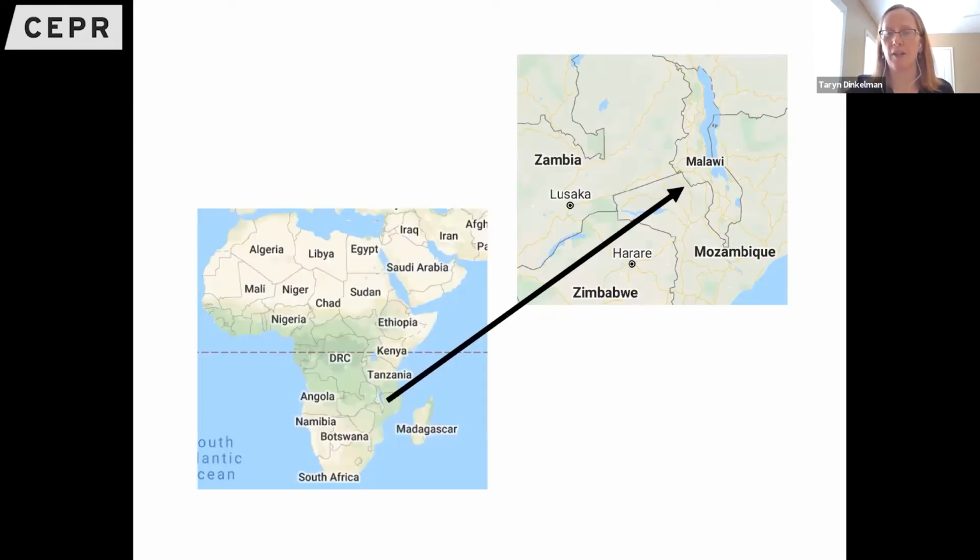And just to give you a reminder, for those of you who've forgotten where Malawi is, here's a map of Africa. Malawi's right there, landlocked, very small, very poor. It's reasonably low population. In the 1960s, there's about 3.5 million. Today, it's about 18 million people. So it's a pretty small, very poor country.